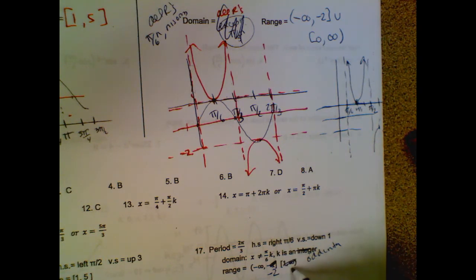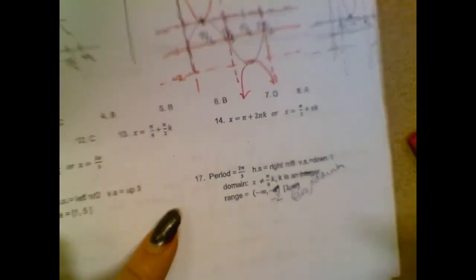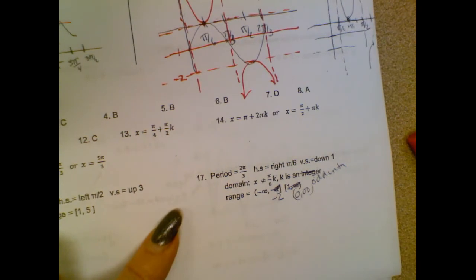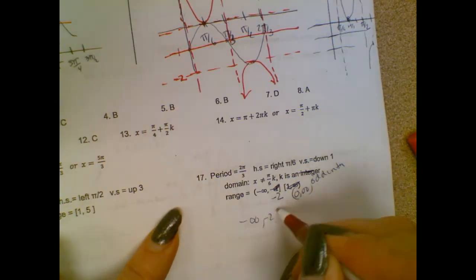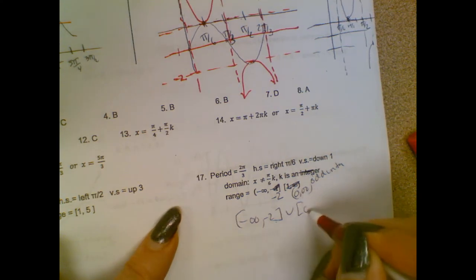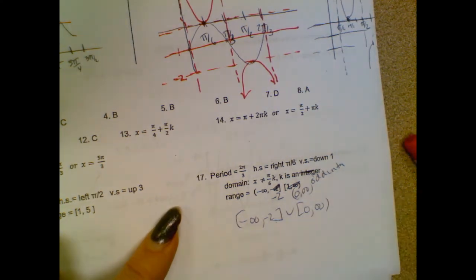And then this is 0. So I disagree with this answer. I think the range is negative pi to negative 2, and the union was 0 to pi, to infinity. That part did not change.